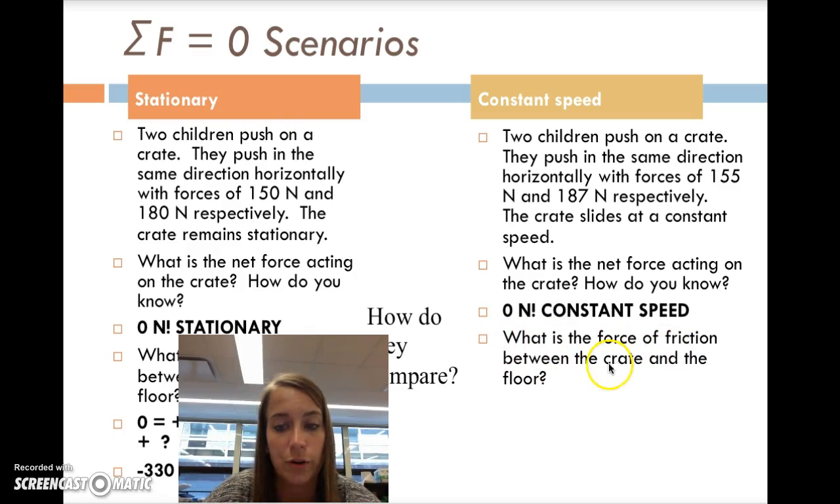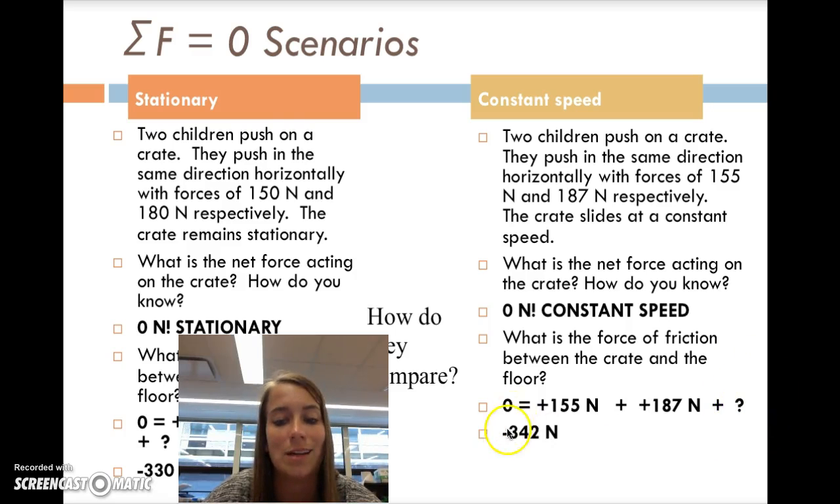So what is the force of friction between the crate and the floor? We can do it the same exact way we did before. If the total's 0 newtons, and we know that there's two positive forces, what's going to balance that out? It's going to have to be a negative force of negative 342.